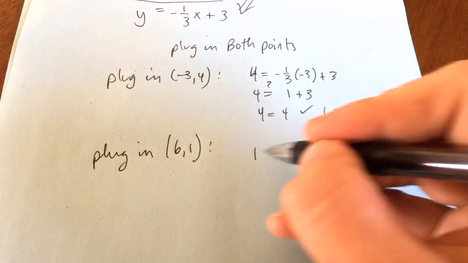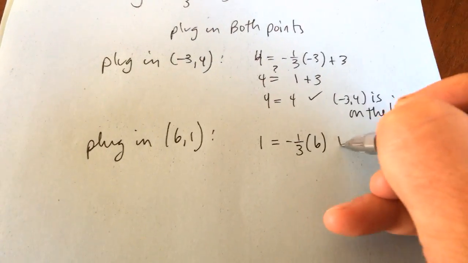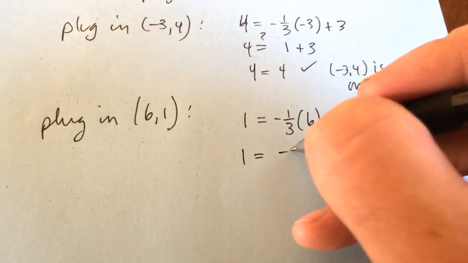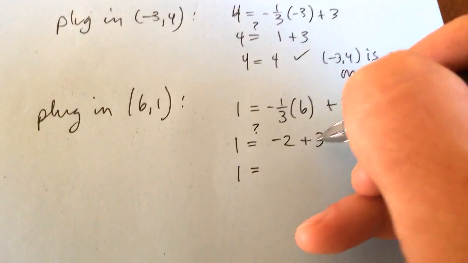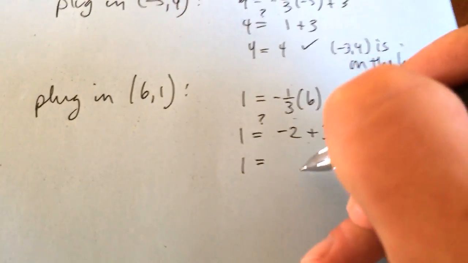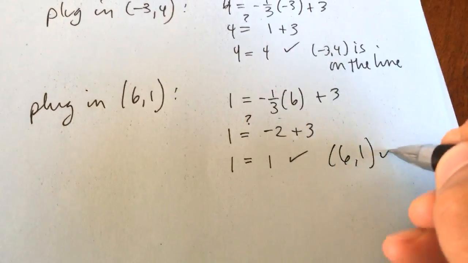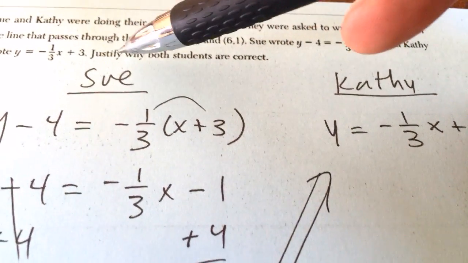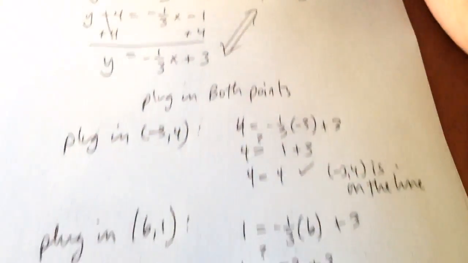6, 1, I'm going to put 1 in for y. Negative 1/3 times 6 plus 3. I'm going to get negative 1/3 of 6 is negative 2. We want to see, does 1 equal negative 2 plus 3? Well, negative 2 plus 3 is 1. Okay, checked. So therefore, 6, 1 is on the line. Now remember, when it says to justify, you have to show some type of work or explanation.